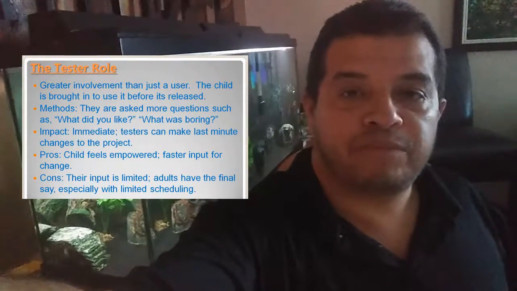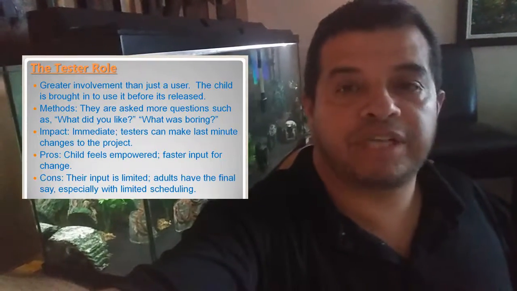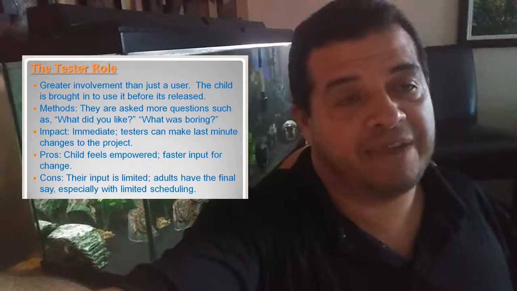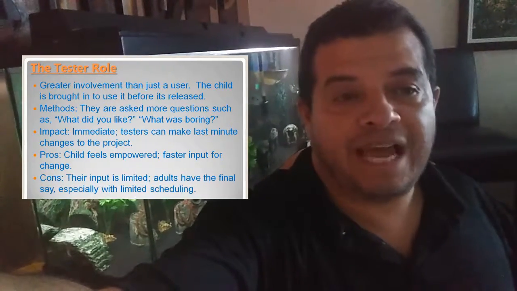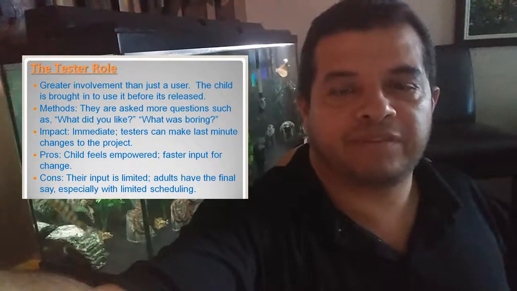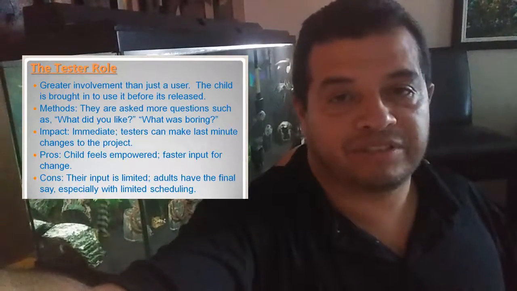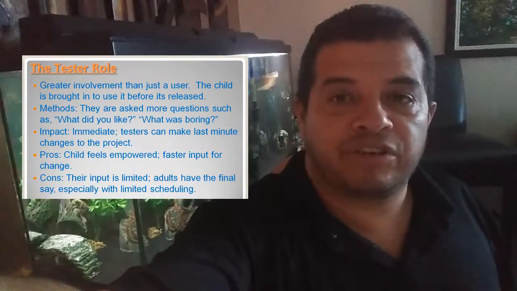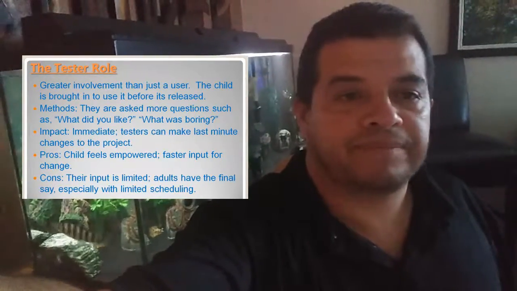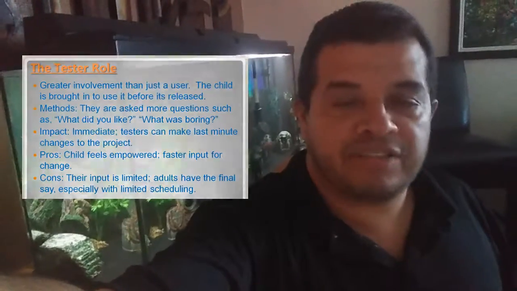The child ends up feeling more empowered because we're getting more input from them, but at the same time, one of the cons is that there can be time constraints, and ultimately, whatever that impact is, it could be limited because in the end, adults have the final say. Because of time constraints, there's only so much that a child can input. But as a tester, there's definitely more involvement.